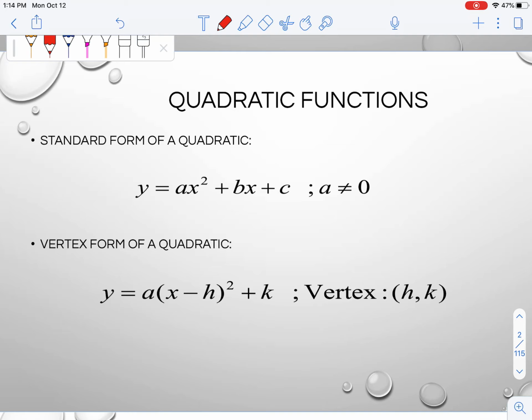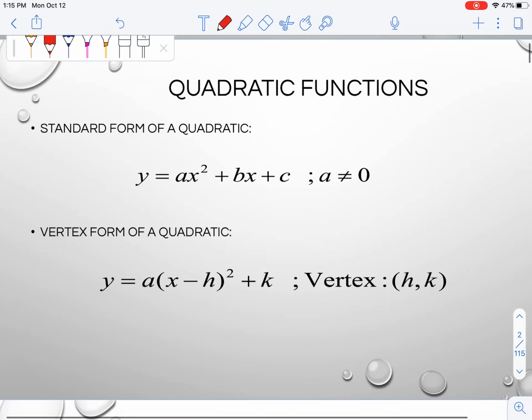And we also have vertex form, and the simplified version here is y equals a times quantity x minus h squared plus k, where the vertex occurs at (h, k). It is possible that we actually have some quantity bx minus h, then the vertex would be at the quantity h over b comma k, all right? But I just put the simplified version here.